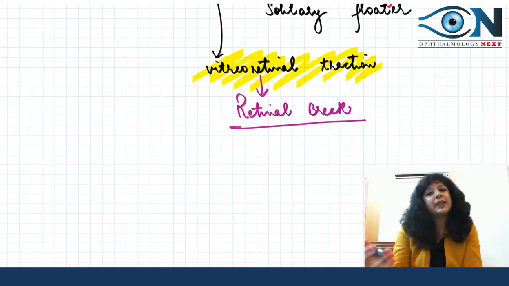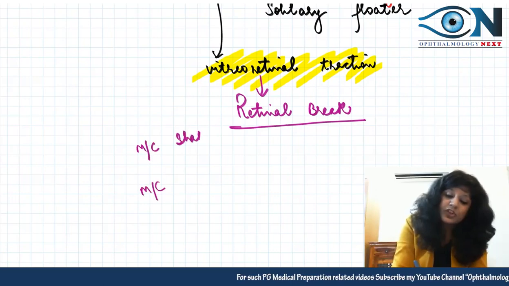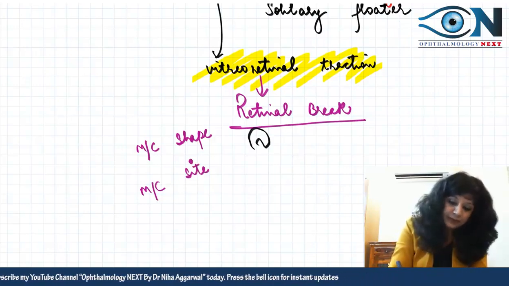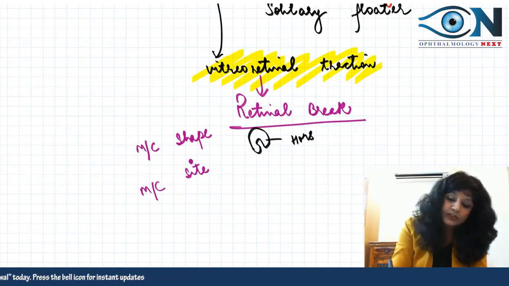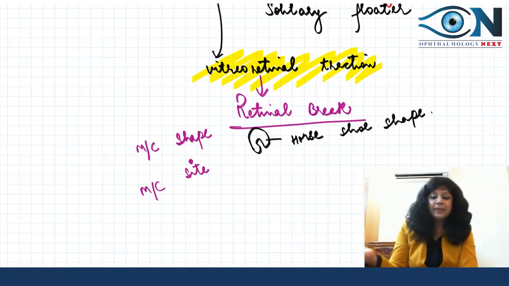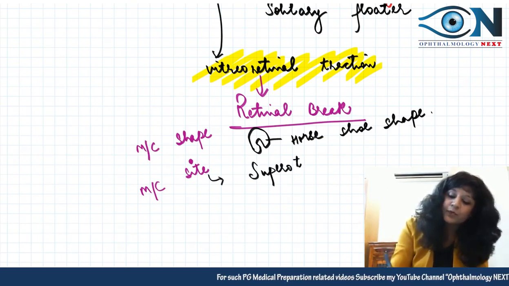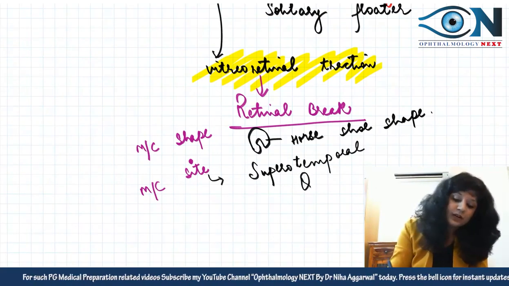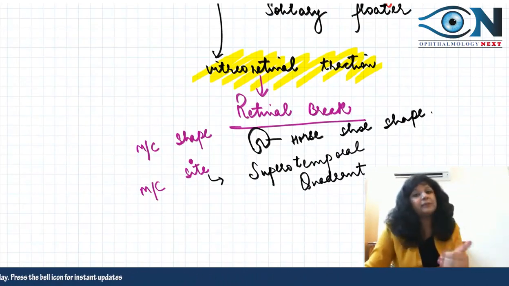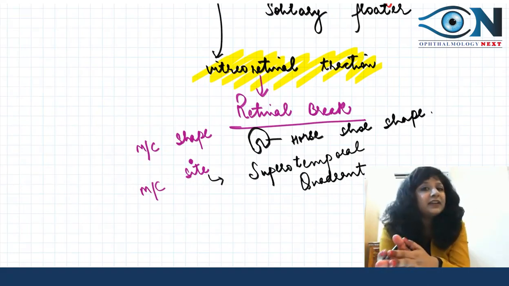Now we can have different shapes and different locations, but I will talk about the most common. So what is the most common shape and the most common site? Most common shape is something like this. This is your horseshoe shape. Horseshoe shape. And most common site is supratemporal quadrant. So this is actually the central idea of how the retinal break is taking place, but still we have not got the point of how the break is leading to retinal detachment.